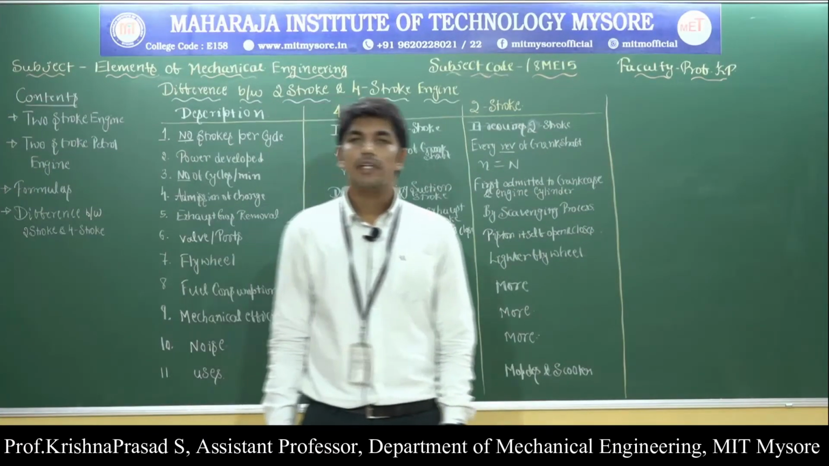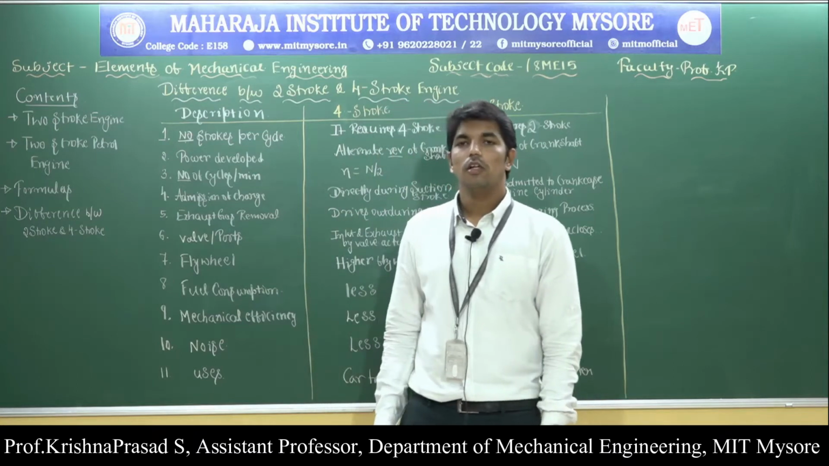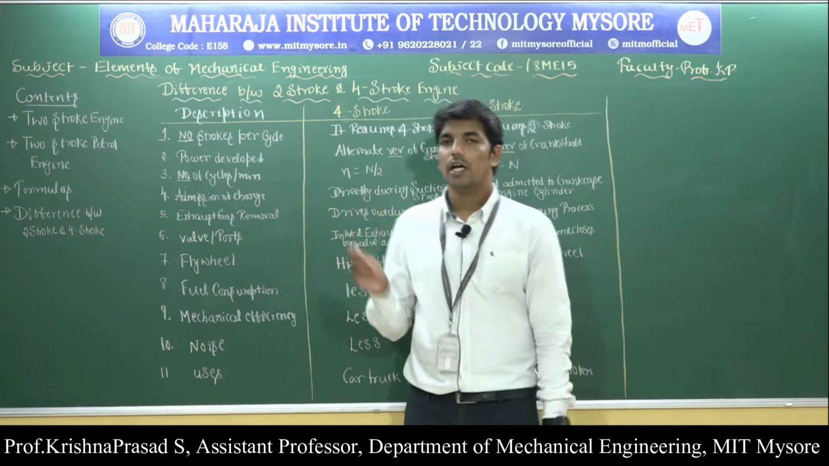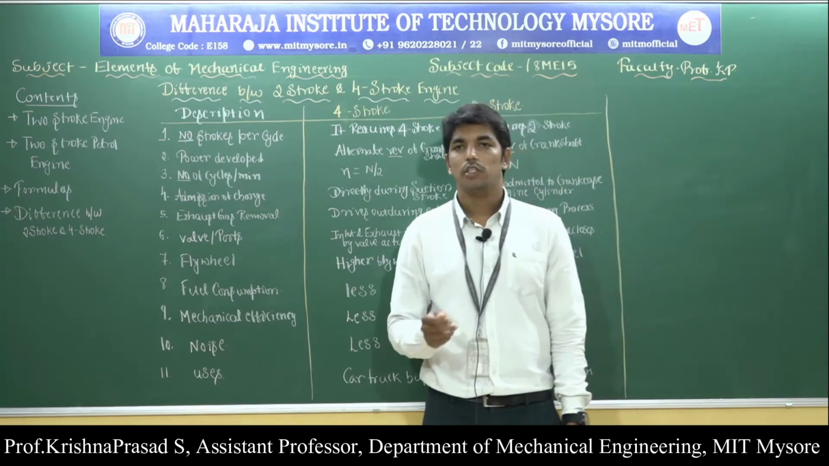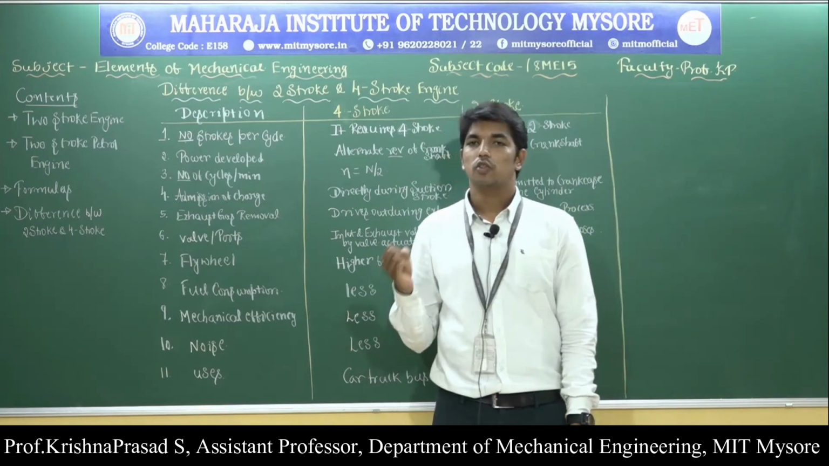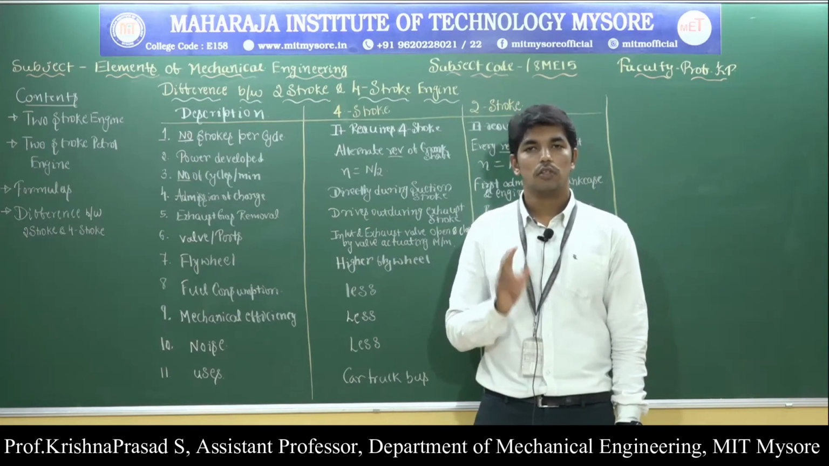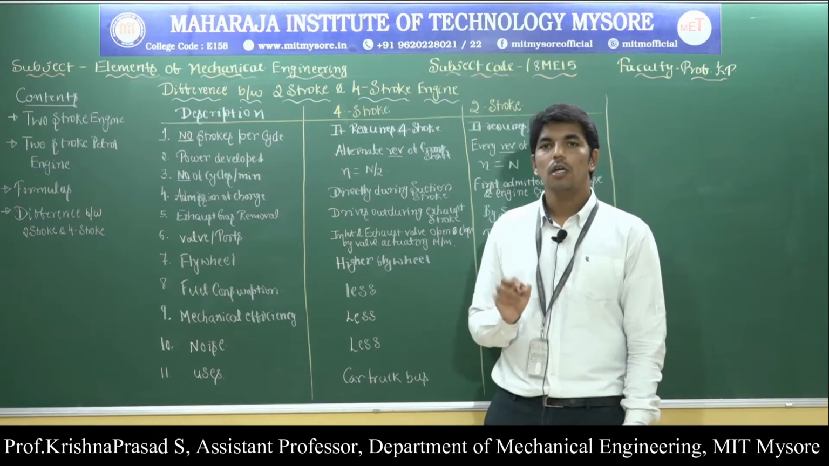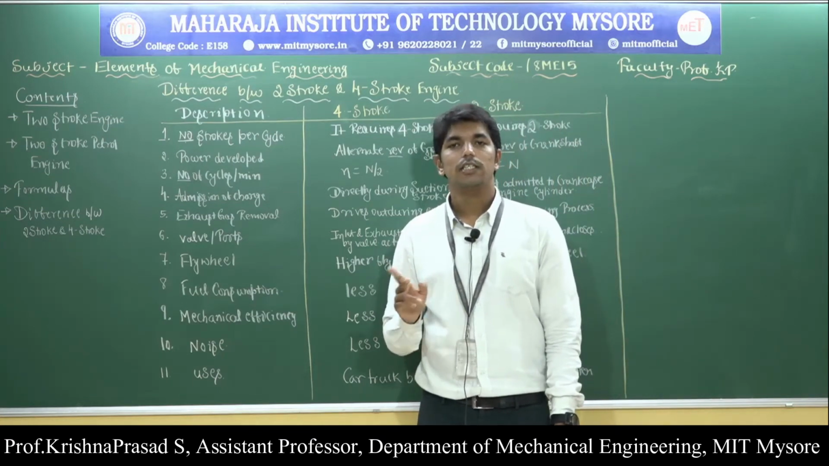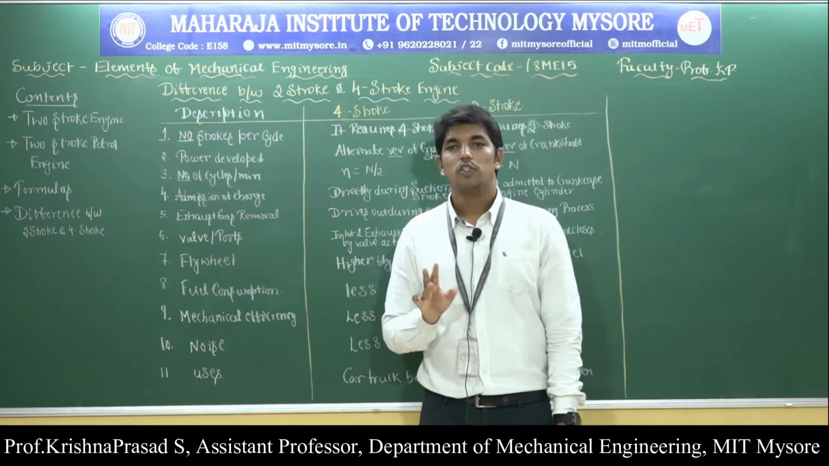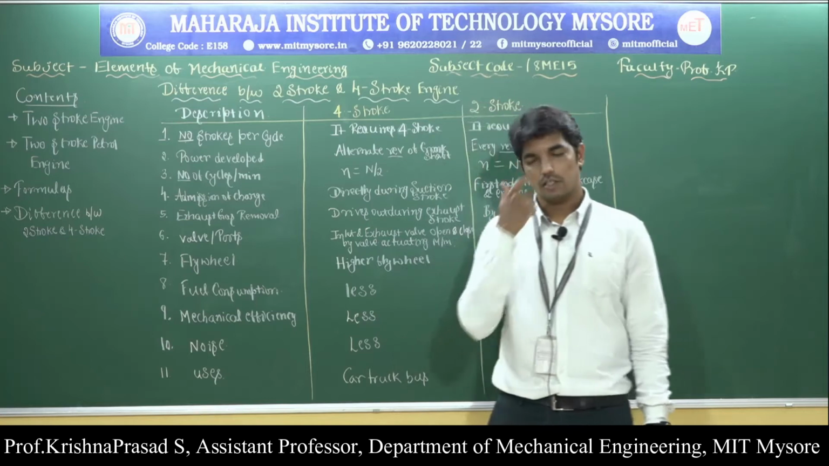The next very important topic in the internal combustion engine is the difference between the two-stroke engine and the four-stroke engine. We already studied what is meant by the two-stroke engine and the four-stroke engine. In the two-stroke engine, the working cycle is completed in 2 strokes of the piston, an upward stroke and a downward stroke. In the 4-stroke engine, the working cycle is completed in 4 different strokes of the piston: suction stroke, compression stroke, power stroke and exhaust stroke.